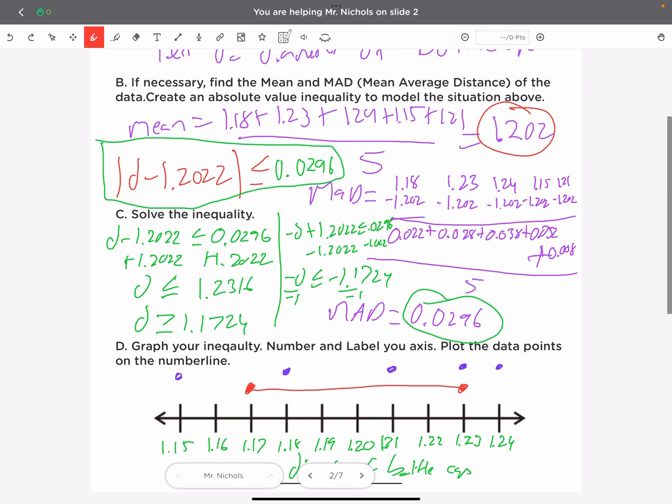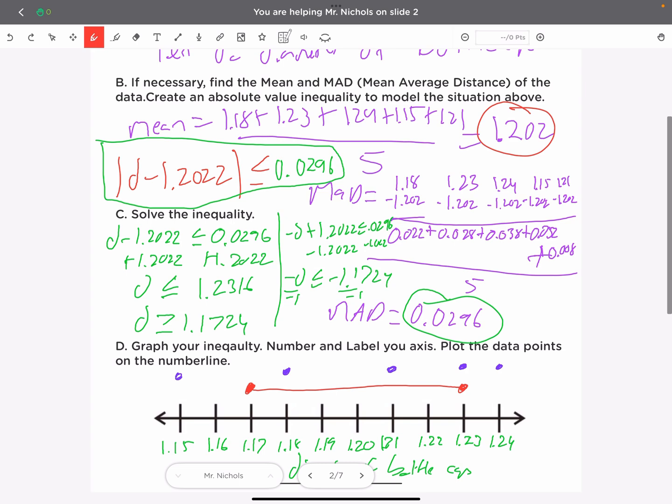Now, once I have that mean, I can then find the deviation from that mean. And that just means how far each data point is from the mean. So for example, I would do 1.18 minus 1.202, and I get 0.022. Now, technically that's a negative, but we're going to take the absolute value of it because we just want to know how far away it is. So 0.022 would be 1.18 minus 1.202.